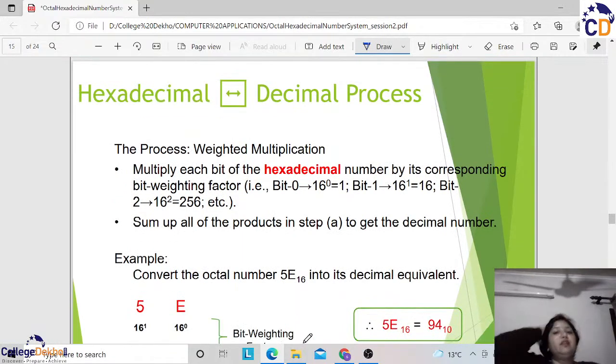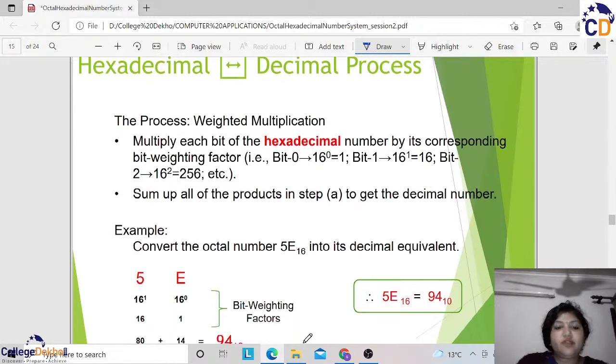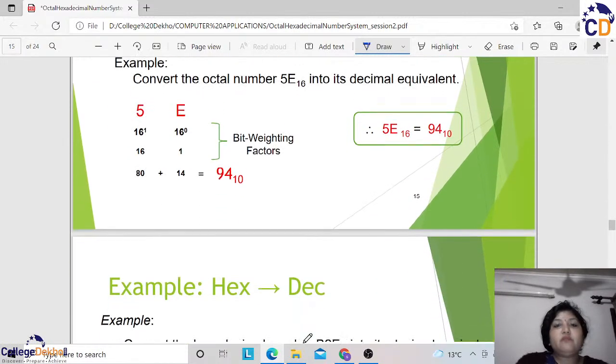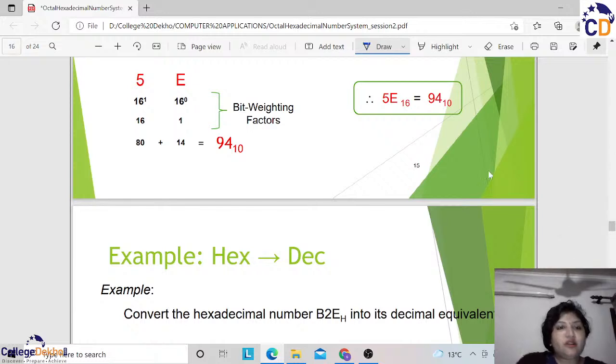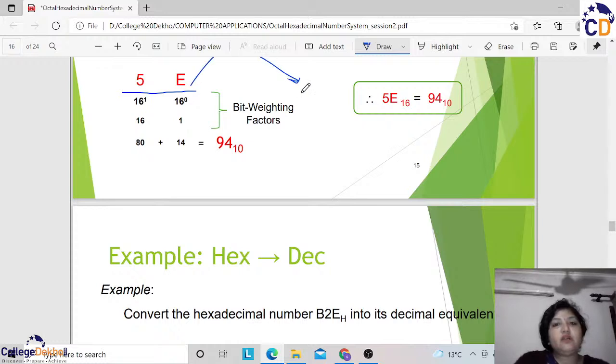So again, for any base to decimal, which process are we going to use? We are going to use the weighted multiplication process, right? So here we have a hexadecimal number, that is 5E. We need to convert it into a decimal number.